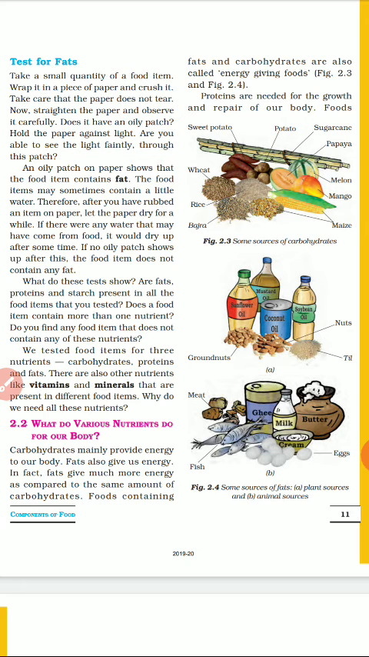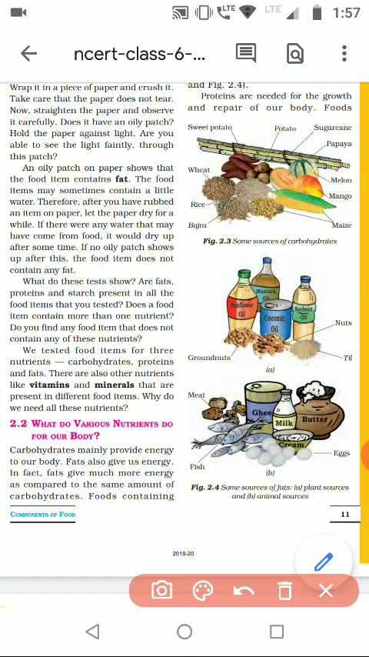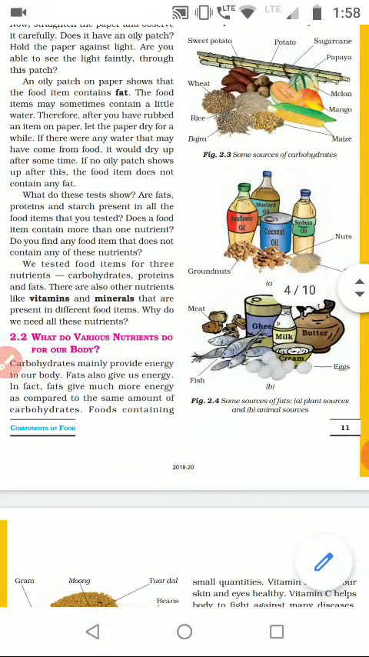Here it is given in this paragraph that an oily patch on paper shows the food item contains fat. Now suppose you have another food item like butter or ghee, you rub it and then the paper will turn translucent. So this is the test for fat. Now let us further move in this topic.